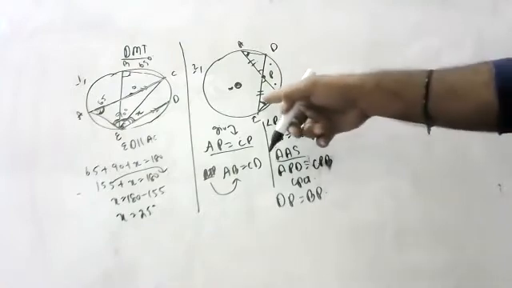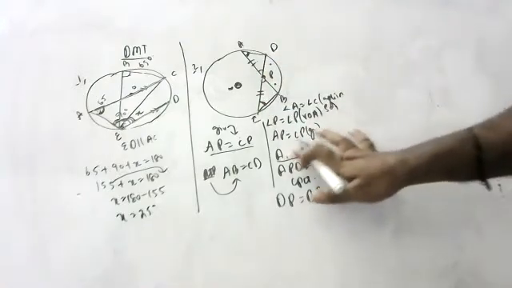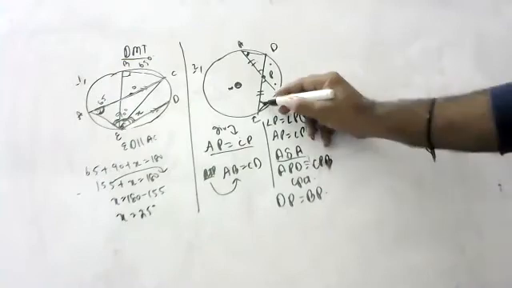What is this congruency? ASA congruency, not AAS. ASA congruency, sir. Angle, side, angle.